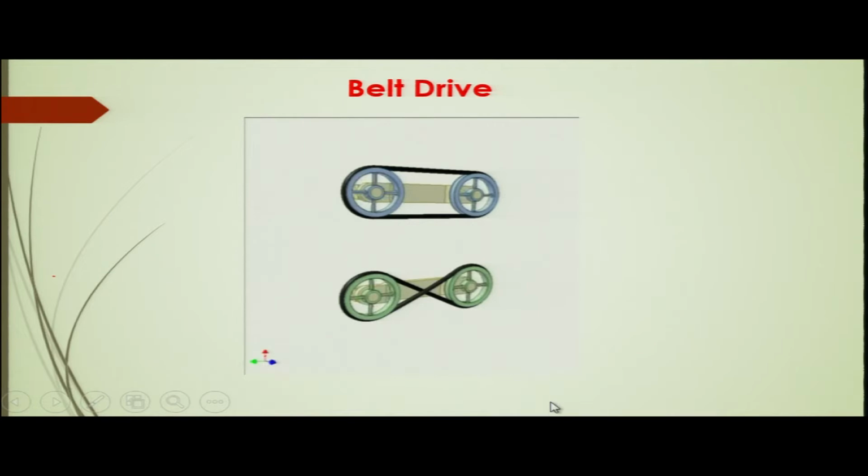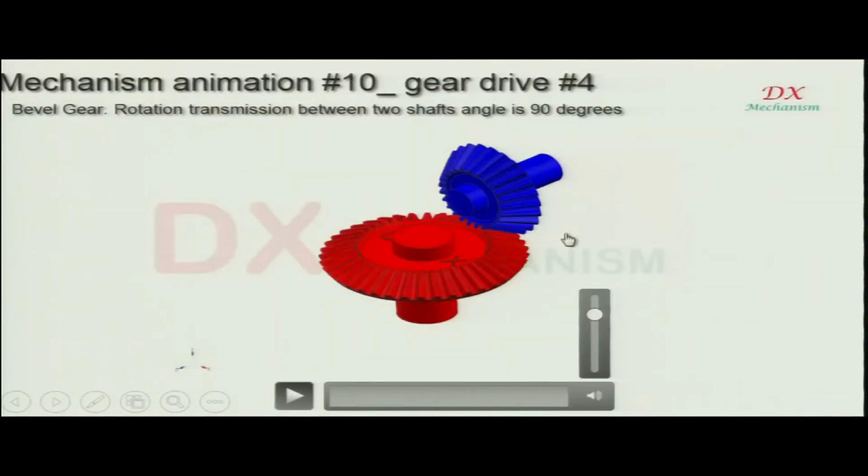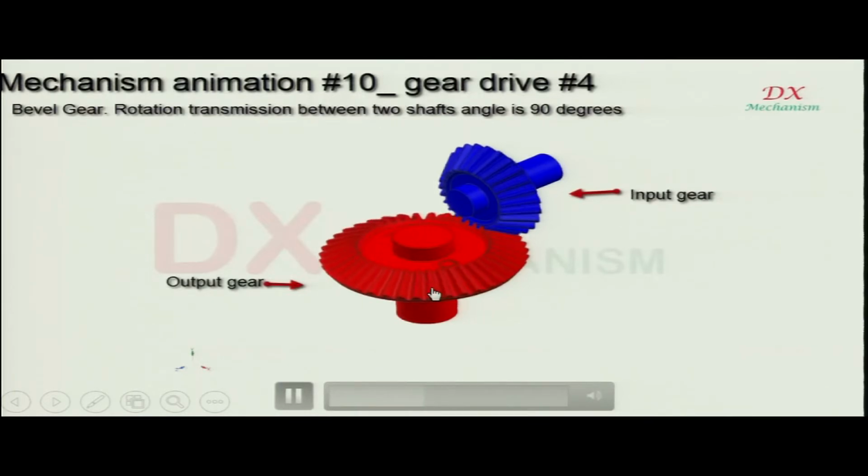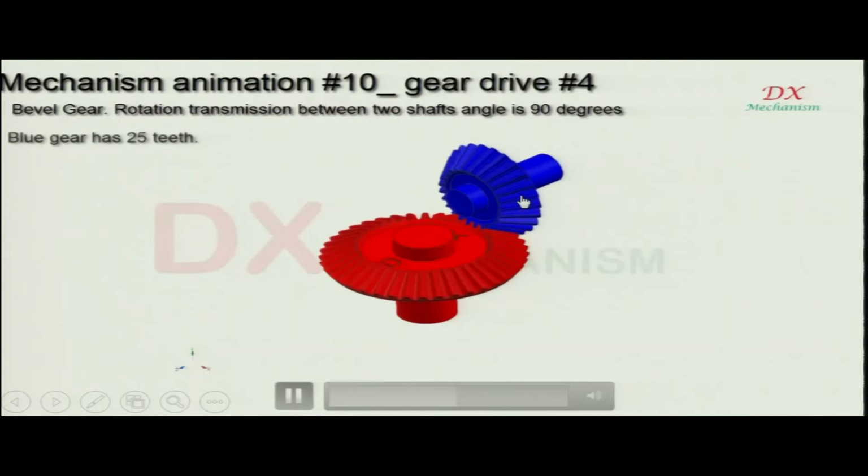Now, the next mechanism for transmitting power is the gear drive. Here you can see the gears are bevel gears, and the teeth of the bevel gear are cut at an angle. This is the input shaft on which the smaller gear is mounted, and this is the output shaft where the red bevel gear is mounted. When we rotate them, the input gear transmits the power to the output gear. Here also the transmission ratio is given by the number of teeth of the input divided by the number of teeth of the output.